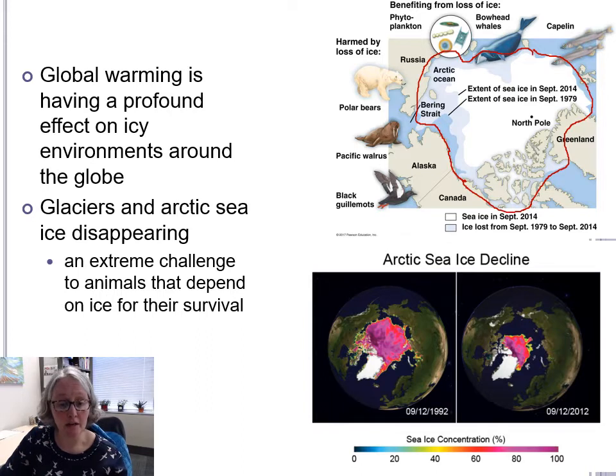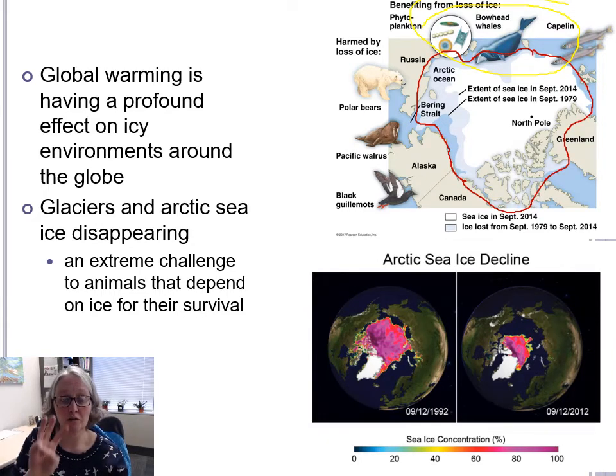On the other hand, organisms like phytoplankton, whales, some of our migratory fish, they're actually doing better because now that there's not this big ice mass blocking them, they can actually explore more areas. Great picture here down at the bottom that you can see of how much sea ice has declined probably within your lifetime. This is a major problem that biologists are dealing with and that ecosystems are going through.